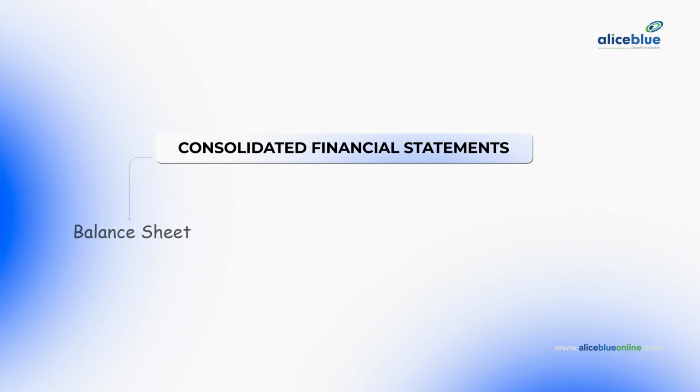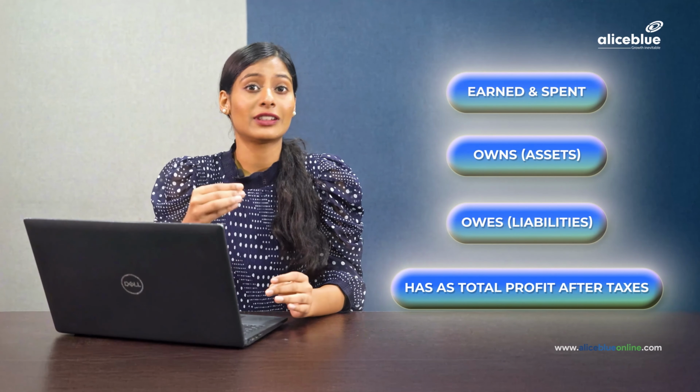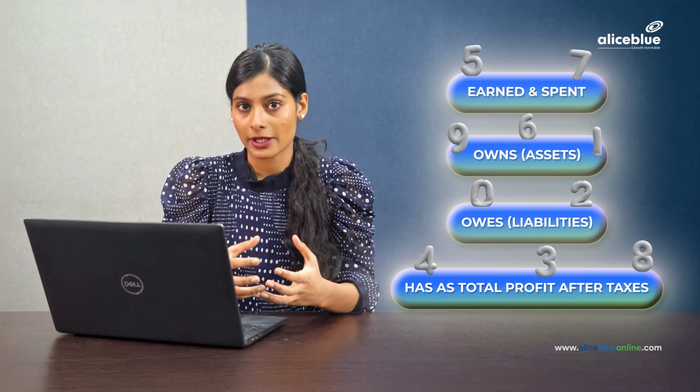Lastly, on number 3, we have the consolidated financial statements. We can break this down into the balance sheet, the P&L statement, and the cash flow statement. Basically, these are the number sheets which show what the company earned, spent, owns, owes, and what profit remains, all in the form of numbers.